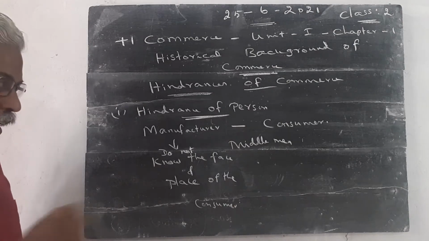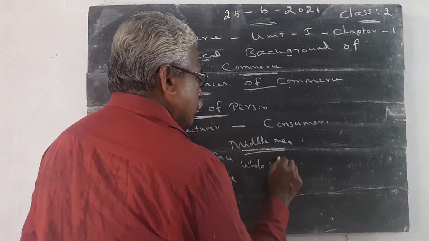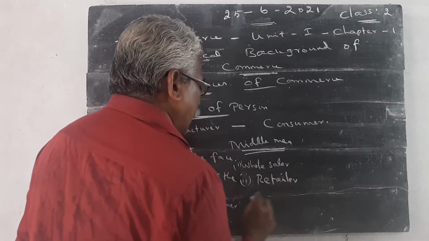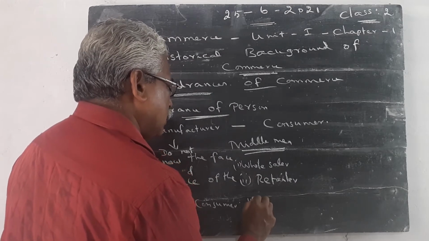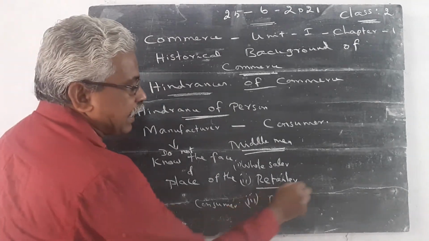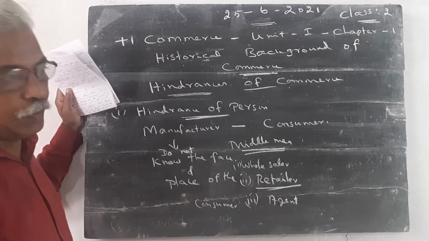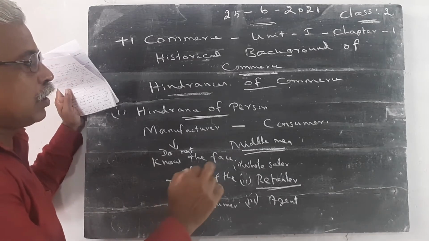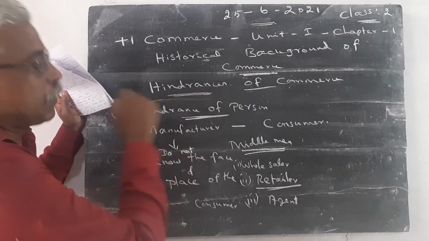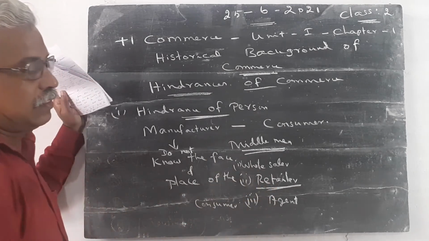So, some middlemen are wholesaler, retailer, and sometimes agents. Especially these retailers know the face and place and taste of the consumer. The preference of the consumers is known by the retailer. So this difficulty is called the hindrance of person. This hindrance of person is removed by wholesaler, retailer and agents.